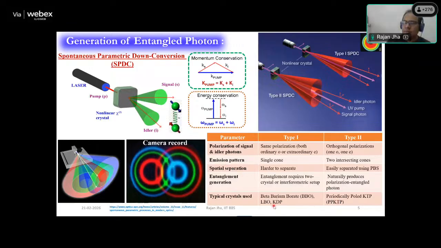Now these are the typical materials that I used. These are nonlinear crystals. What has been shown here is one, beta barium borate, which is a widely used crystal for type 1, or KDP, and this PPKTP, or periodically poled KTP. People also use KTP and lithium niobate crystal for such types of applications.